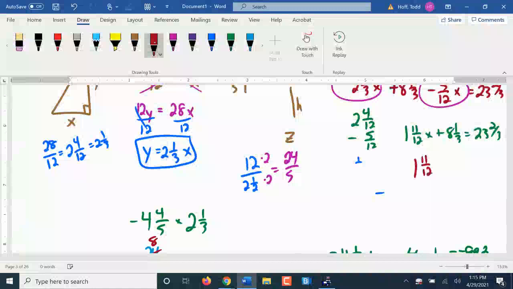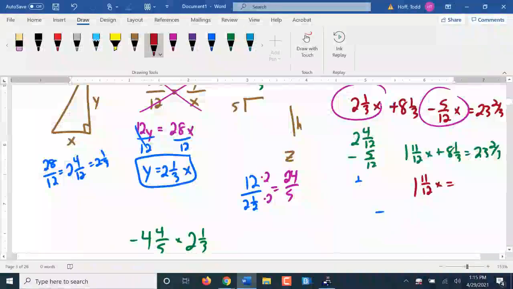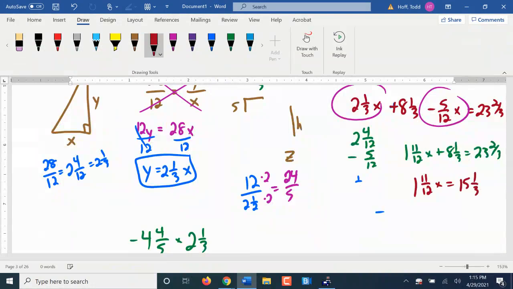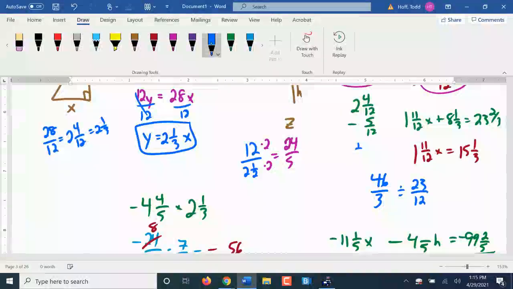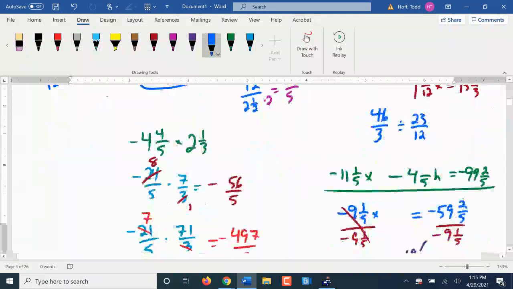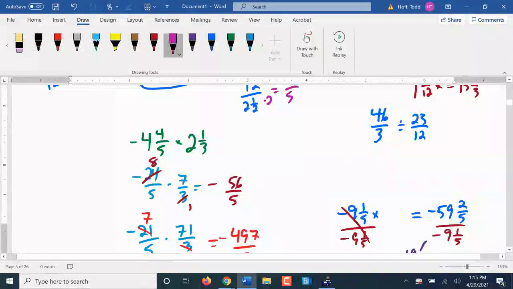1 11/12 x equals 15 1/3. So that's 15 1/3 divided by 1 11/12. Well, 15 1/3 is 46/3. 1 11/12 is 23/12. We invert that and multiply. Take the reciprocal and multiply.